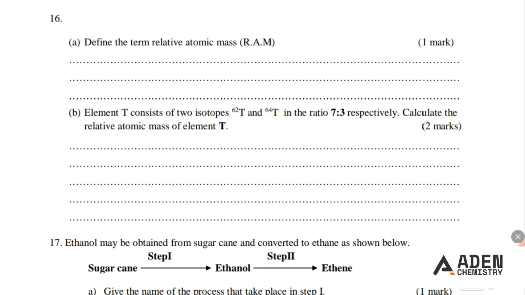But B, we are told element T consists of 2 isotopes, T62 and T64, in the ratio 7:3 respectively. We are told calculate the relative atomic mass of element T. We are having 2 marks. So when we want to calculate RAM, we are having different formulas. So here we are having mass number 1 as 62. We are having mass number 1 times. Here we are given ratio abundance, not percentage abundance.